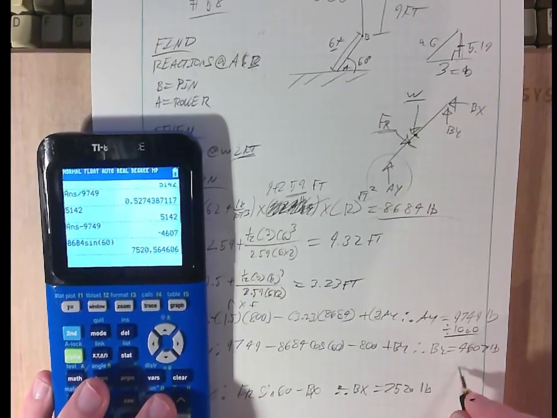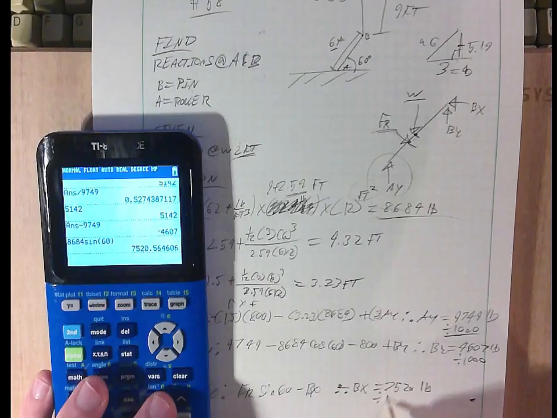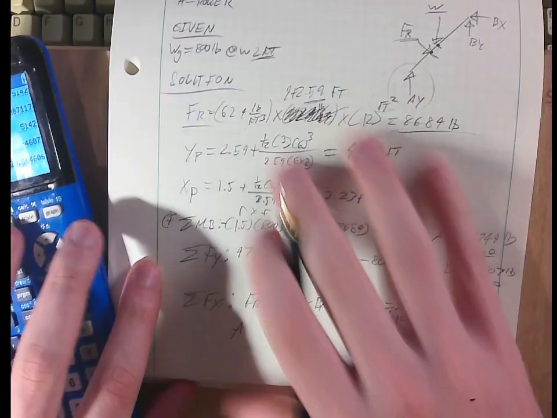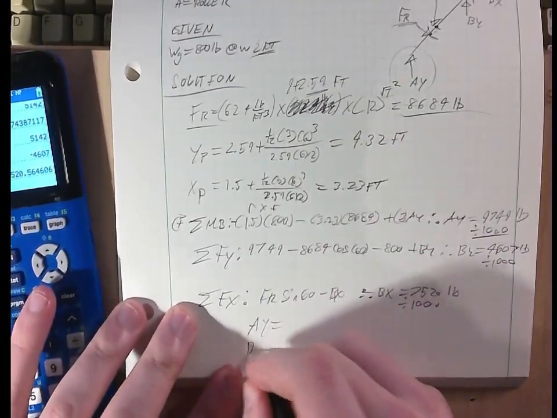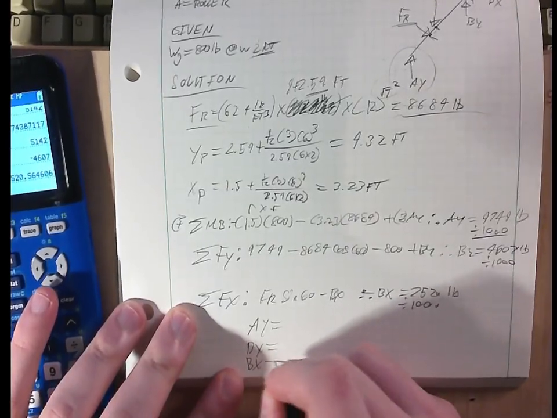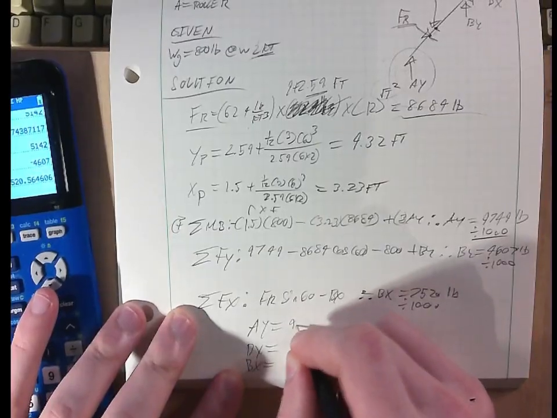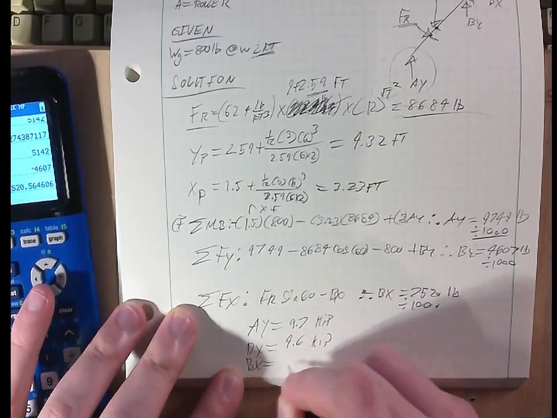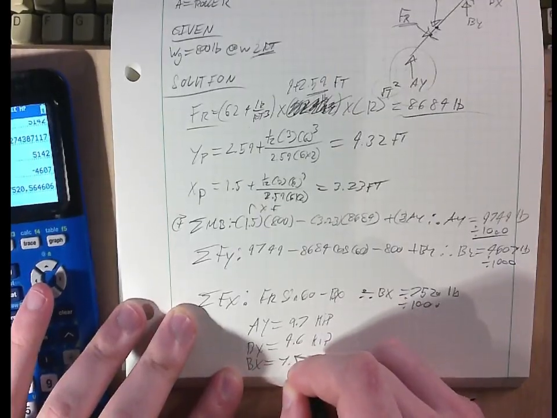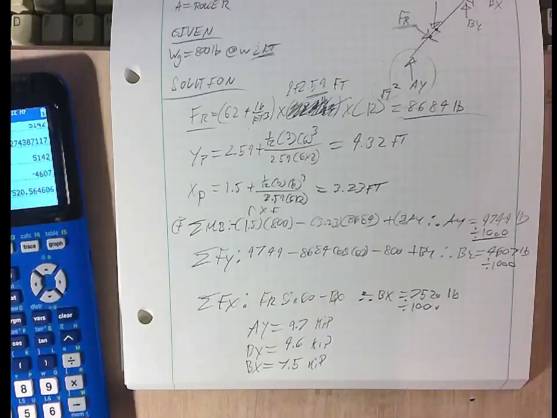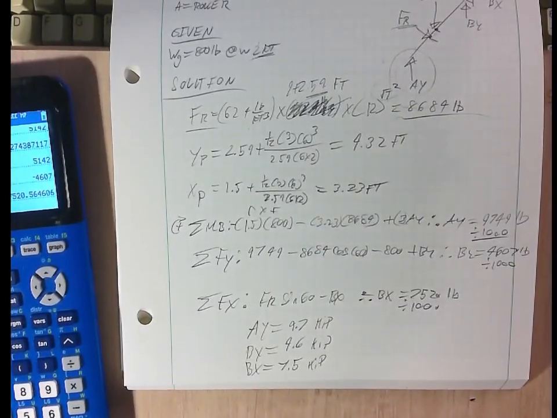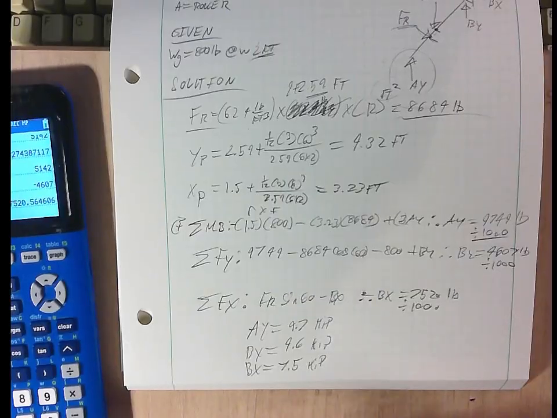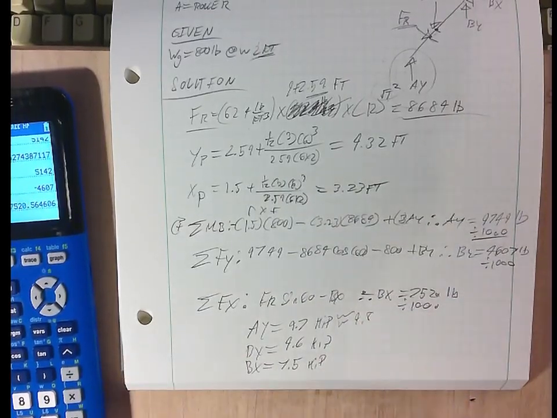AY equals, BY equals, BX equals, this is going to be 9.7 kip, 4.6 kip, and 7.5 kip. And there you go. That's how you solve this problem. Actually, whatever. About 9.8. I think the book wants 9.8 for that one, but the rest are alright.